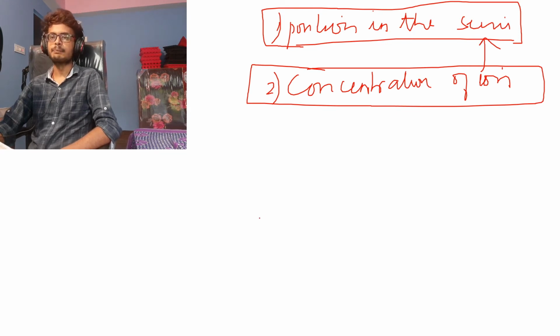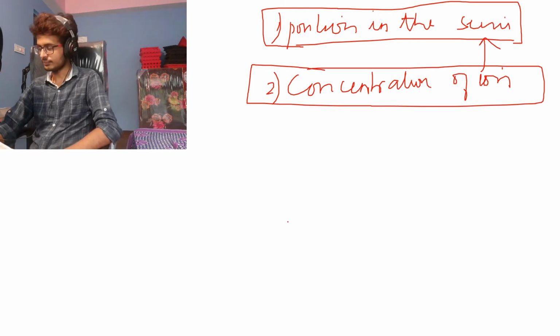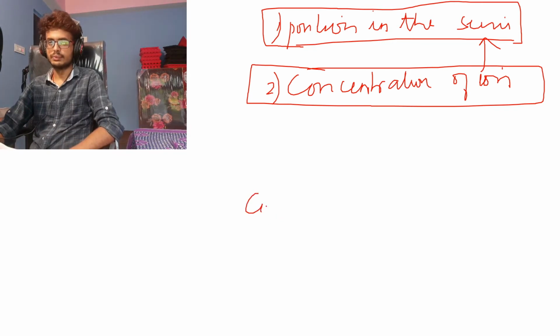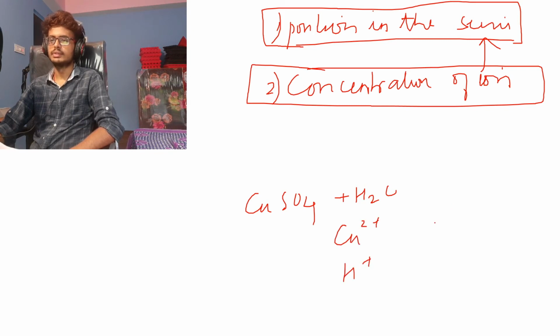Let's say, I'll give you an example. I have a copper sulfate solution in water. So basically we'll have copper ions and hydrogen ions, sulfate ions, and OH minus ions, right? So we have a copper sulfate solution.